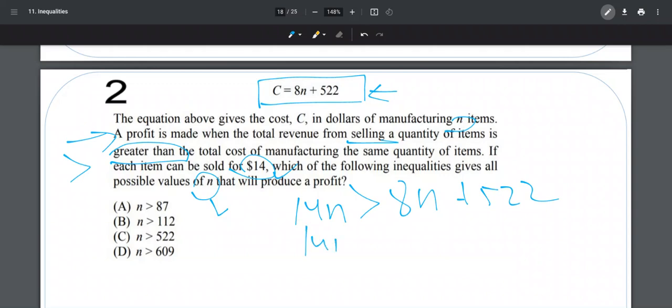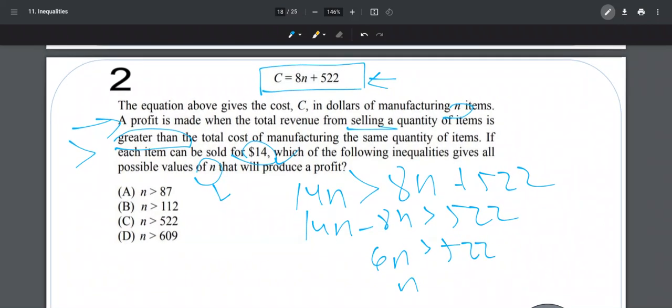So 14n minus 8n is greater than 522. So I'm going to subtract for n. So I have, 14n minus 8n, I have 6n is more than 522. So I have n is more than 522 divided by 6, which is 87, which is the answer. Okay, pause the video, copy if you have to copy.